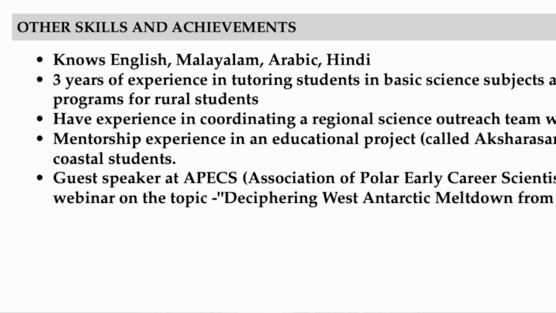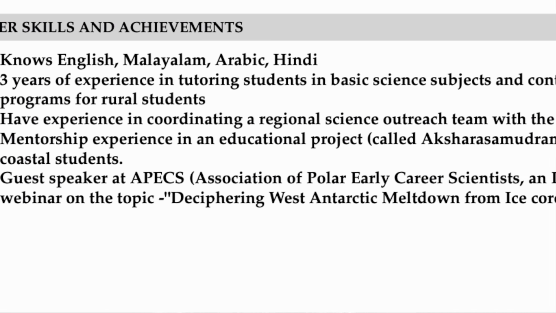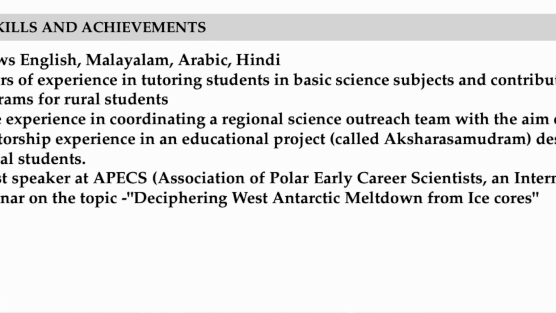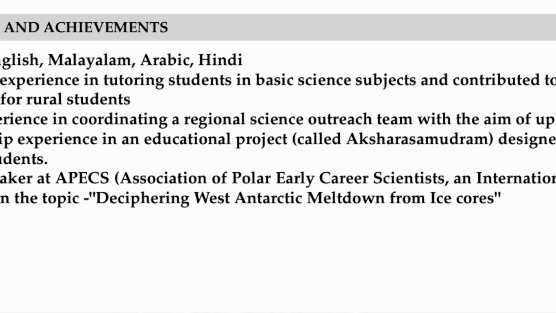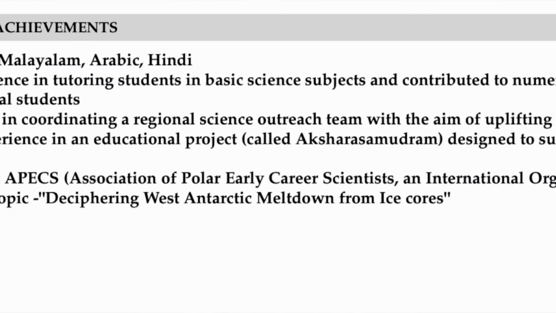So after that, there comes achievements, teaching experience, or other skills. You can either make separate sections for them, or you can also club these different sections if you feel that you don't have enough information to put in one of the sections. So in other skills, you can mention the languages which you know, the languages which you speak. And in achievements, you can mention maybe the awards which you have received, or if you have got some scholarship, some fellowship, all these things.